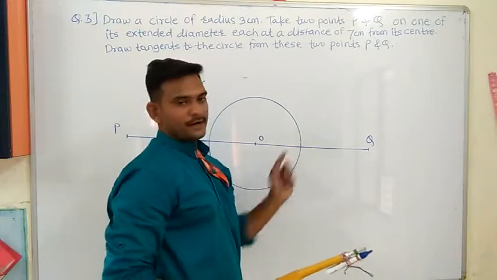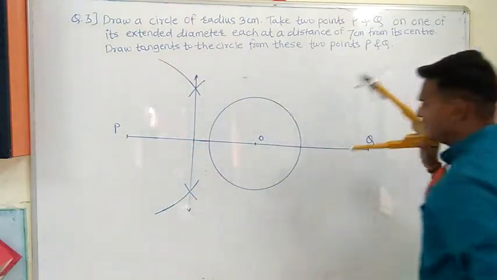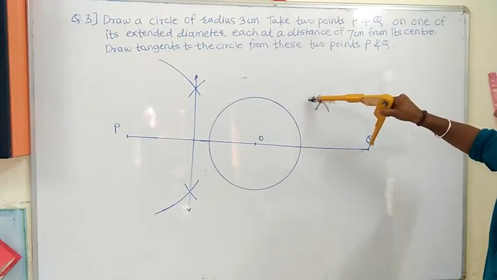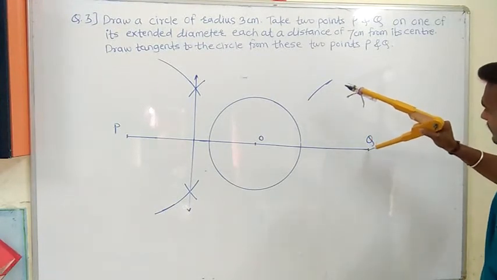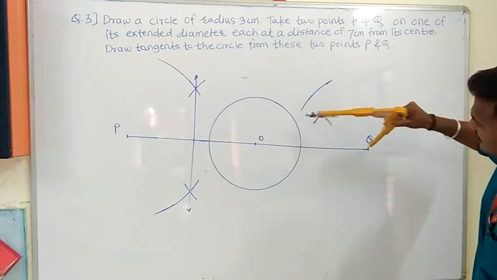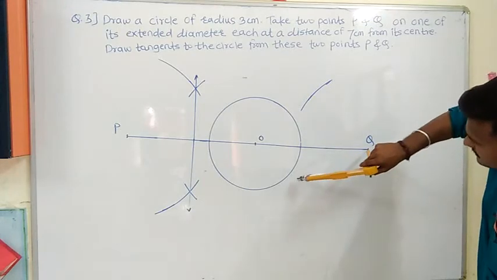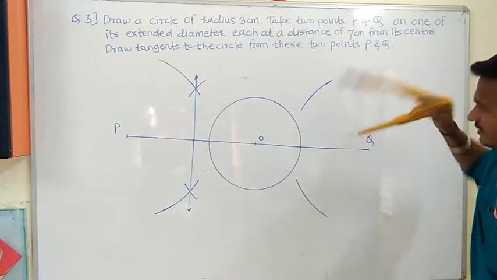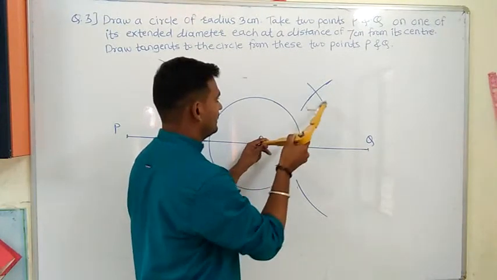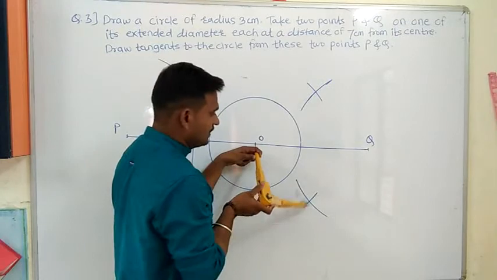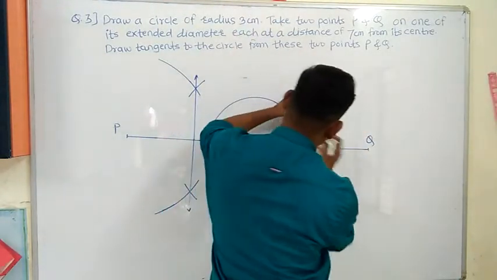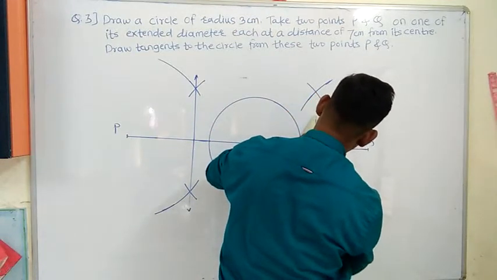We have to draw the perpendicular bisector of OQ. I will take the same distance, that is more than half, and mark an arc here and another arc, and I will also draw another arc here. Now put the compass at point O and draw an arc like this. We got these two points. Again join these two points. See here, I have to join these two points again.